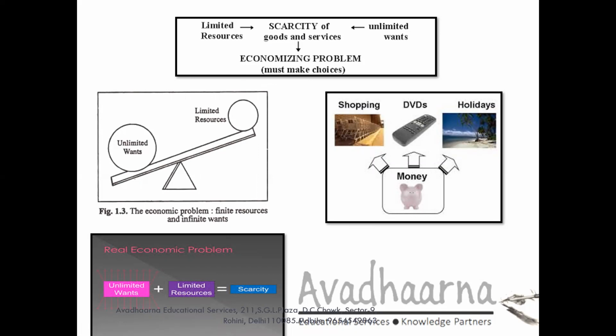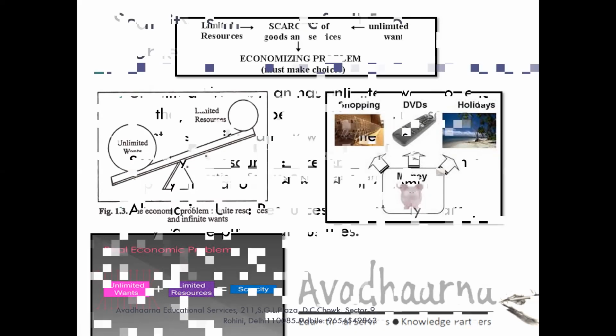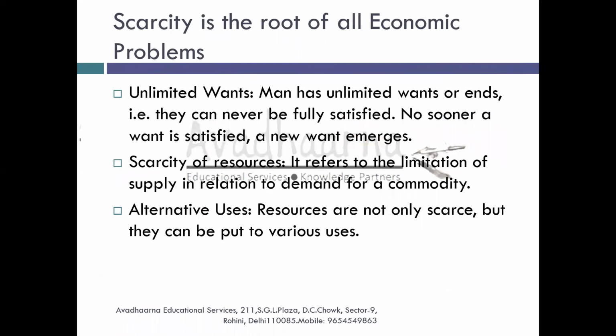so that the unlimited needs and wants of the consumers or of the humans are satisfied in the maximum possible manner. Fine. Then how to produce, which technique of production to be used, and for whom to produce. So these are the three basic economic problems which we try to solve. Scarcity is the root of all economic problems.